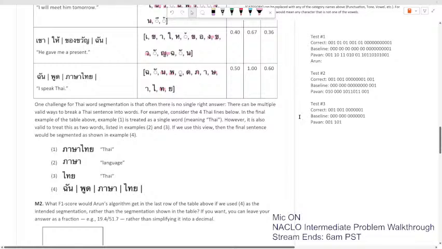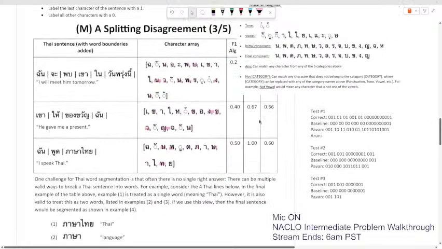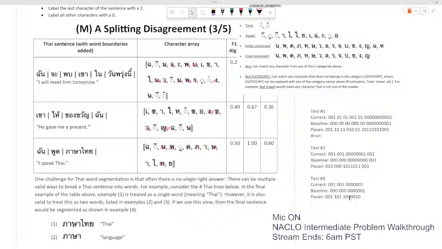Okay. So 0, 0, 1, 1, 0, 1. This is 1. This is 1, 0, 1, 0, 0, 1, 0. Oh man, that was so close. Okay. Let's do Arun now, see if he does better.